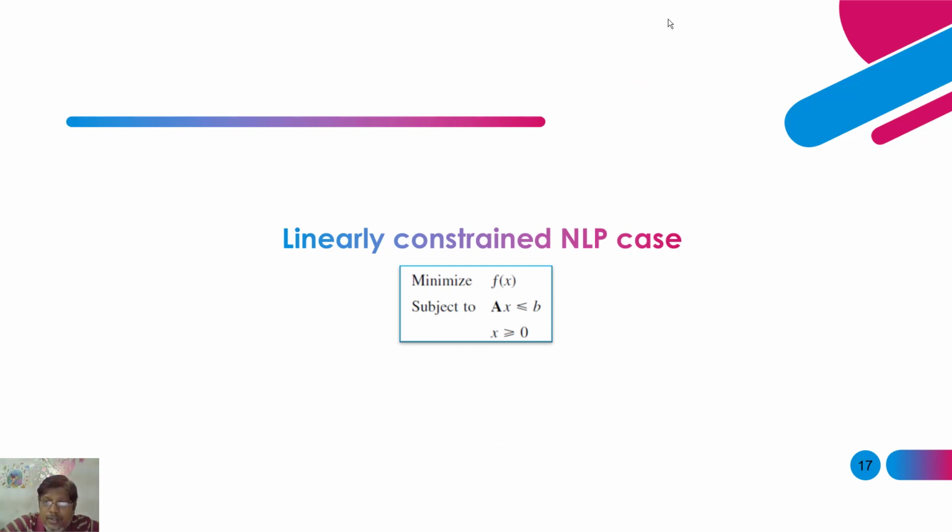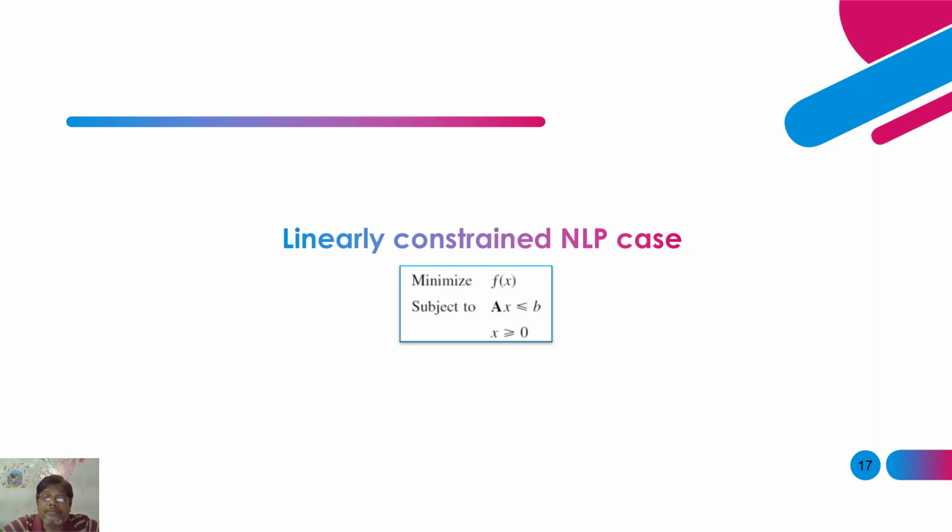So keep in mind that f of x is the objective function and it has to be minimized with respect to the constraints, and my constraints are linear constraints. What is a linear constraint? It may be an equality constraint or an inequality constraint. That's not a problem, but linear constraint means my constraint functions will have only x terms in them. That is what a linearly constrained problem is.